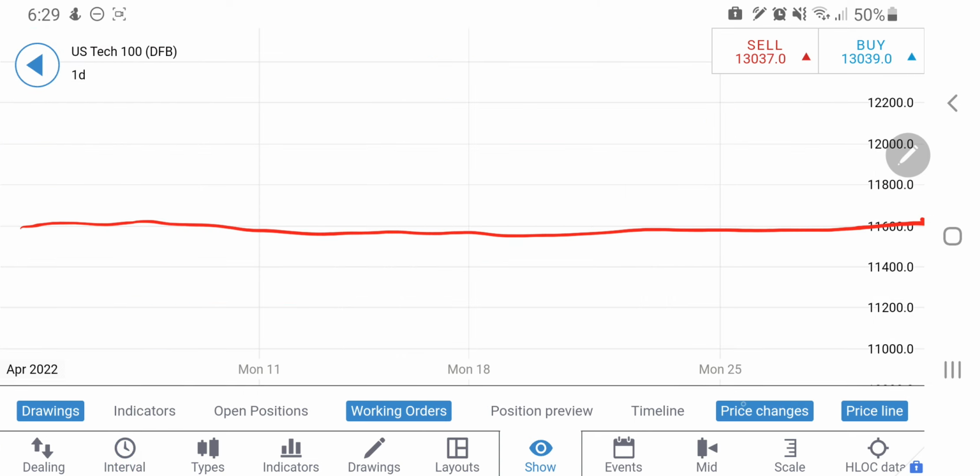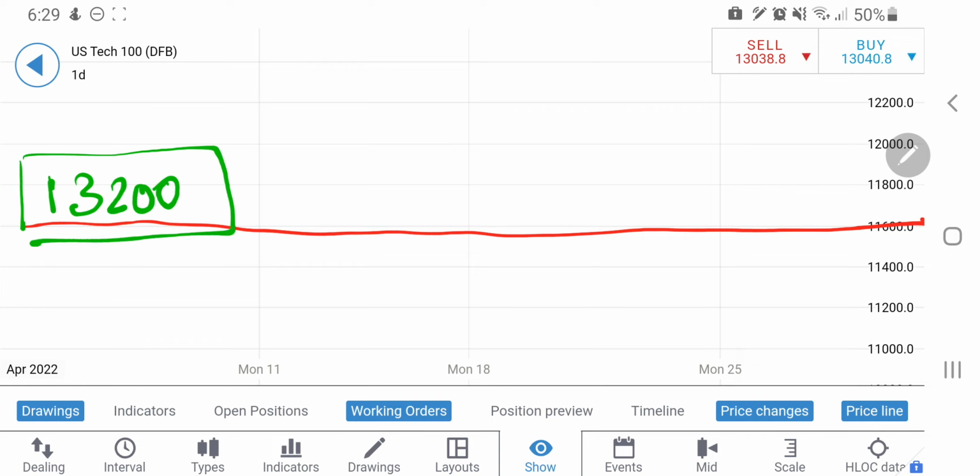When we talk about a long entry, the only long entry I see is at around 13,200. If it breaks 13,200, very wide gap, but because there is so much bearishness here, I'll recommend you to go long only above 13,200. Beyond that is a definite confirmation to remain long, and the target is going to be 13,330, 13,400.